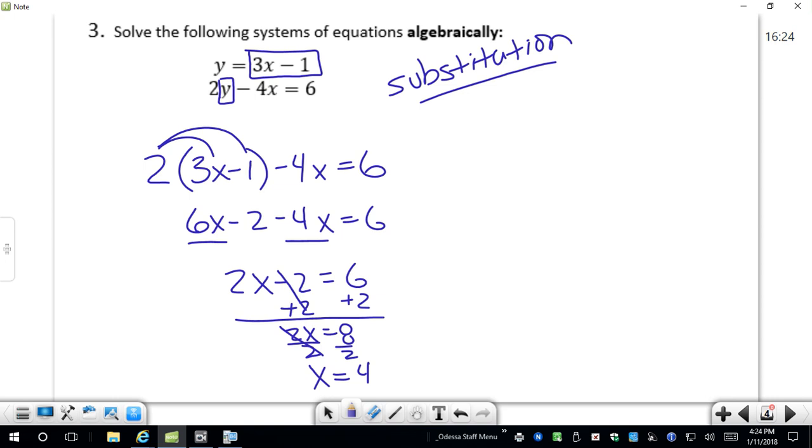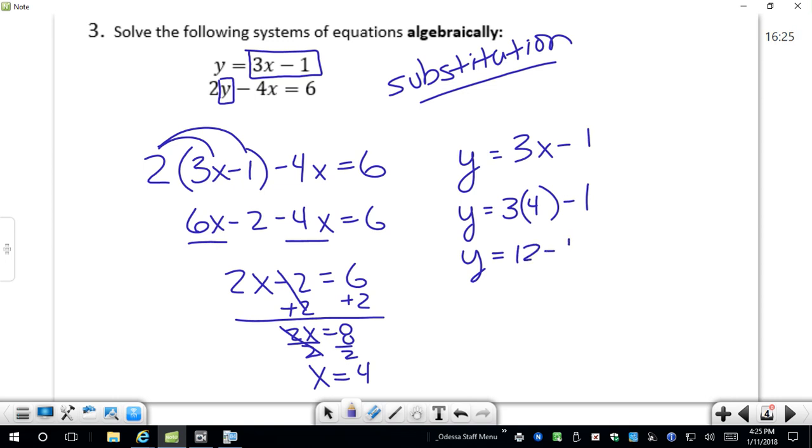Again, guys, remember that's only half our answer. We're going to take that 4. We're going to plug it back into one of the originals. Typically, we want to plug that back into the one that was solved for y. Just going to be easier for us. So we're going to take y equals 3x minus 1. We're going to plug that solution in for x. Notice, guys, I'm always using parentheses when I'm making a substitution. And we're going to get y equals 11.